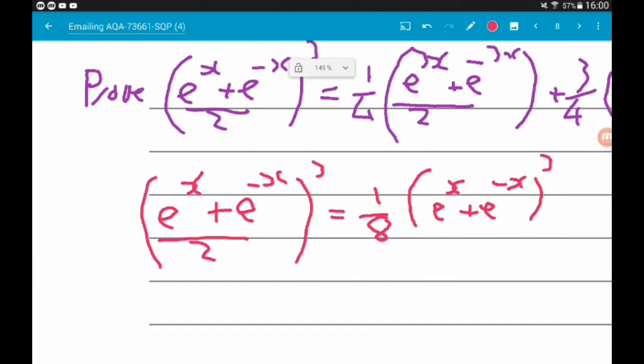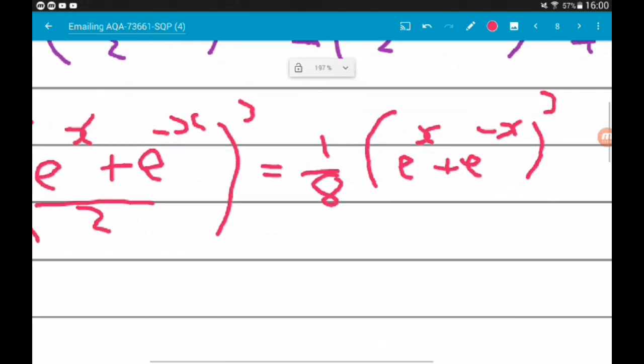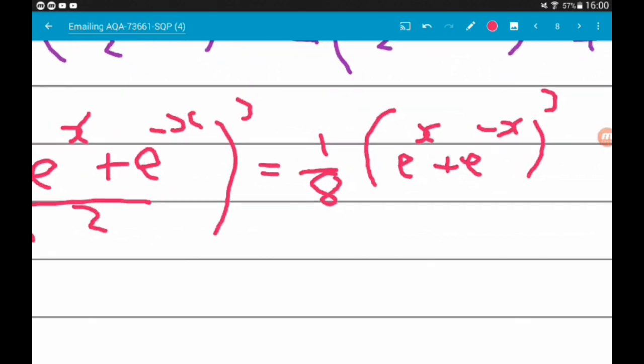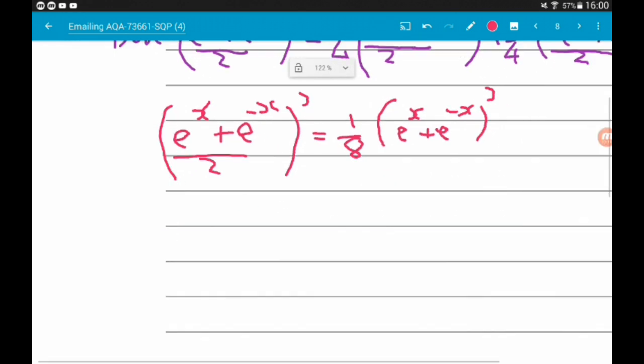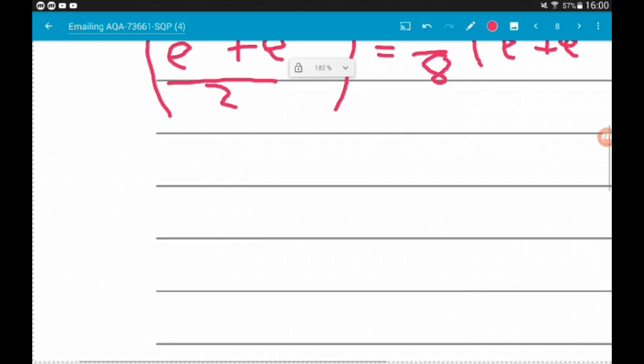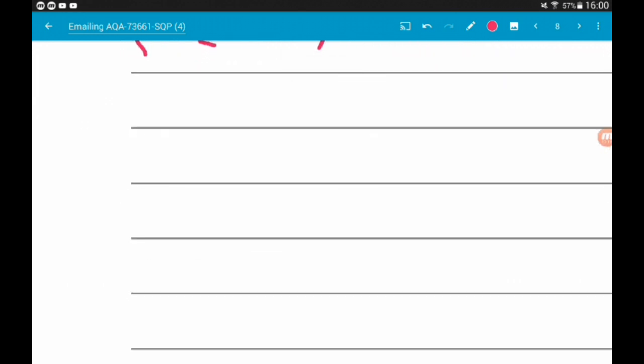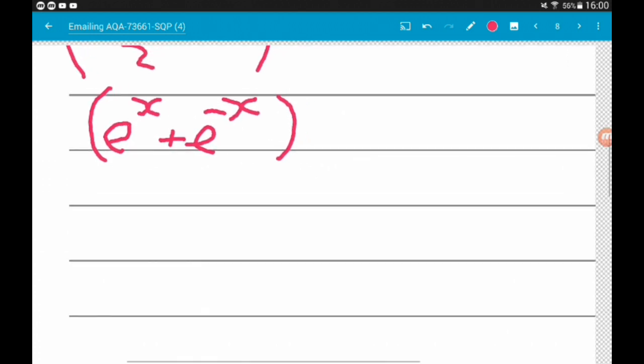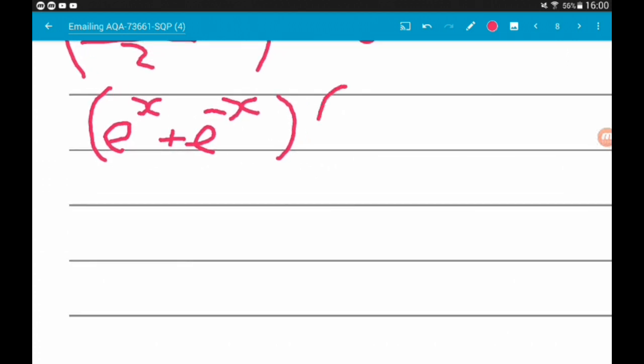So we need to expand e to the x, add e to the minus x, all cubed. So we're going to do this bit by bit. So e to the x, add e to the minus x. If we just square it, first of all, so we're going to multiply it by itself.